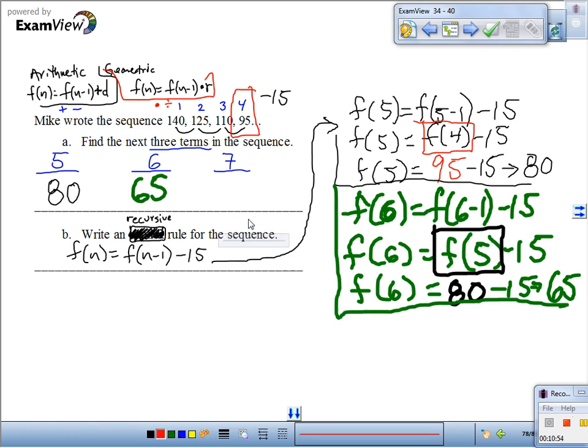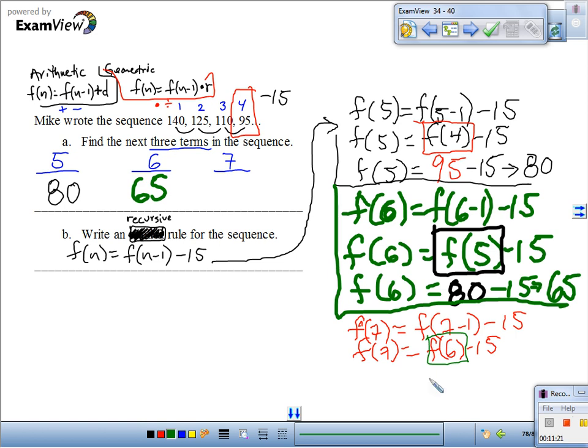And lastly, which one are we doing last? F of 7. F of 7 equals f of 7 minus 1, minus 15. F of 7 equals f of 6 minus 15. At that point, what is f of 6? 65, so we bring everything else down. F of 7 equals 65 minus 15. And what is 65 minus 15? 50, and that goes right there.